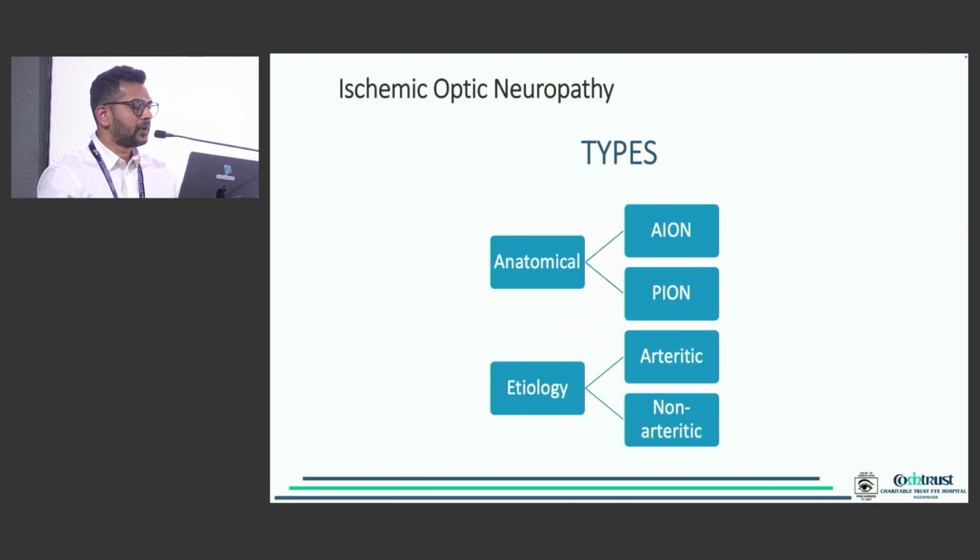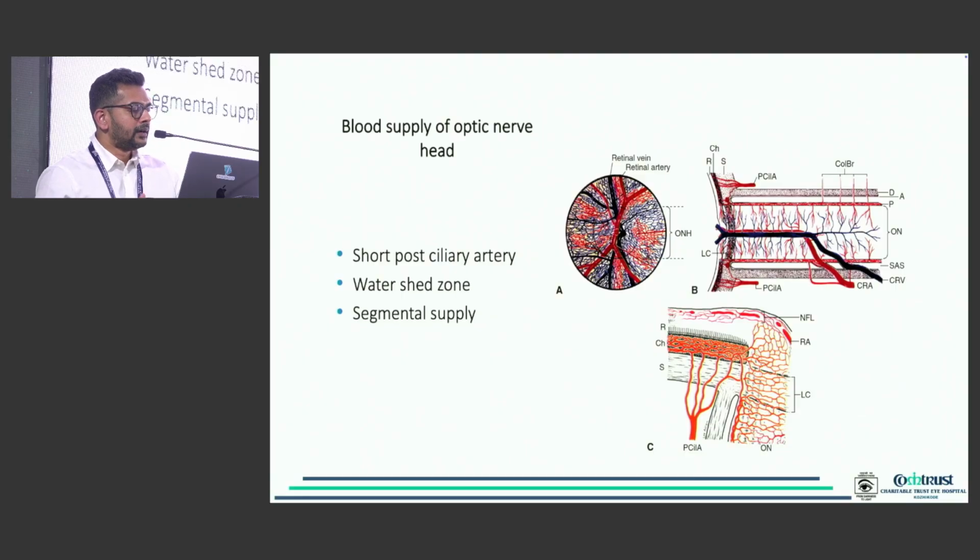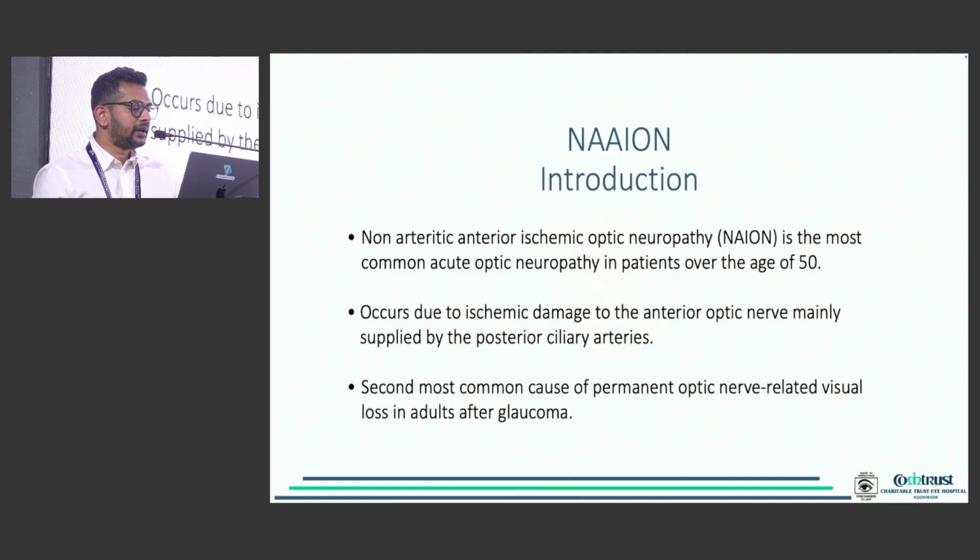Non-arteritic anterior ischemic optic neuropathy. Ischemic optic neuropathy can be classified anatomically into anterior and posterior. Etiology-wise, they can be classified into arteritic and non-arteritic. The blood supply of the optic nerve, it's already been discussed, comes from the short posterior ciliary arteries, and they have watershed zones in their circulation and have segmental supply. That's why they have altitudinal field defects. Non-arteritic AION is the most common acute optic neuropathy in patients over the age of 50.